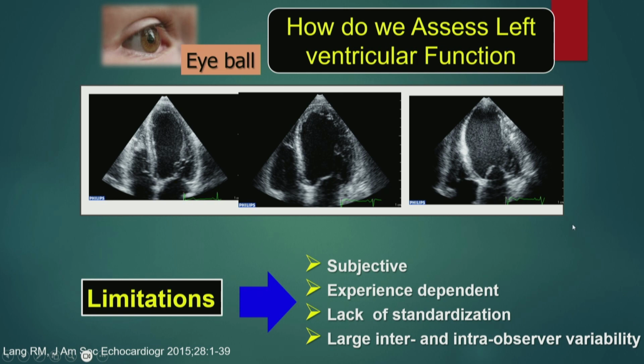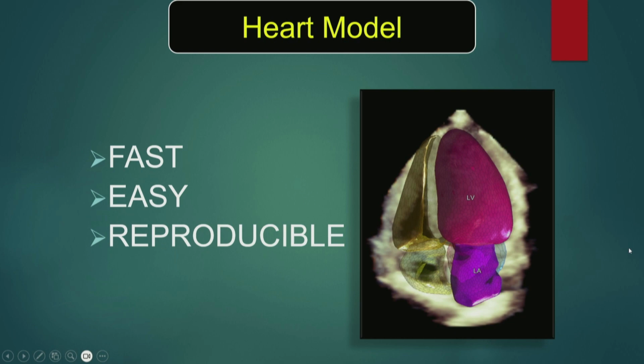Instead of measuring, you can say the ejection fraction is going to be normal, about 60%. But it's very subjective, experience dependent, and lacks standardization. There will be large inter- and intra-observer variability.